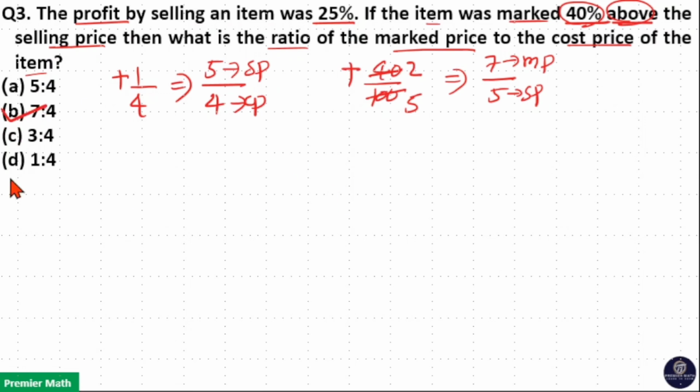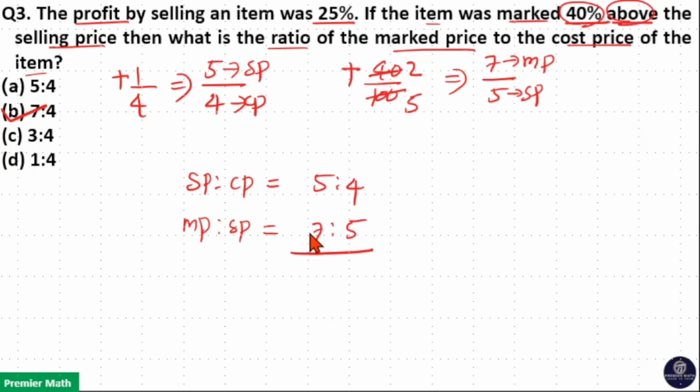Or you can take the ratio, that is selling price is to cost price is equal to 5 is to 4, and marked price is to selling price is equal to 7 is to 5. Now if you take the ratio, 5 cancels, 7 is to 4 is the marked price to cost price ratio. Here selling price cancels. So option B is your answer.